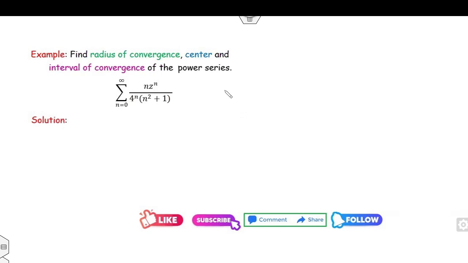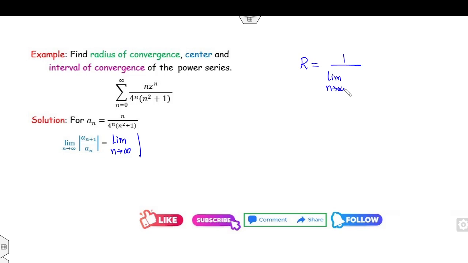Okay, look at this another one. Again, your target is to find the radius, center and intervals. Can you find the a_n? It is n to the power 4 to the power n square plus 1. So the limit as n approaches infinity of a_(n+1). Or you can also use the second way, like I told you, you can use any formula at any time, but make sure you do the calculation properly. You can use this formula as well, like I can calculate the limit as n approaches infinity.